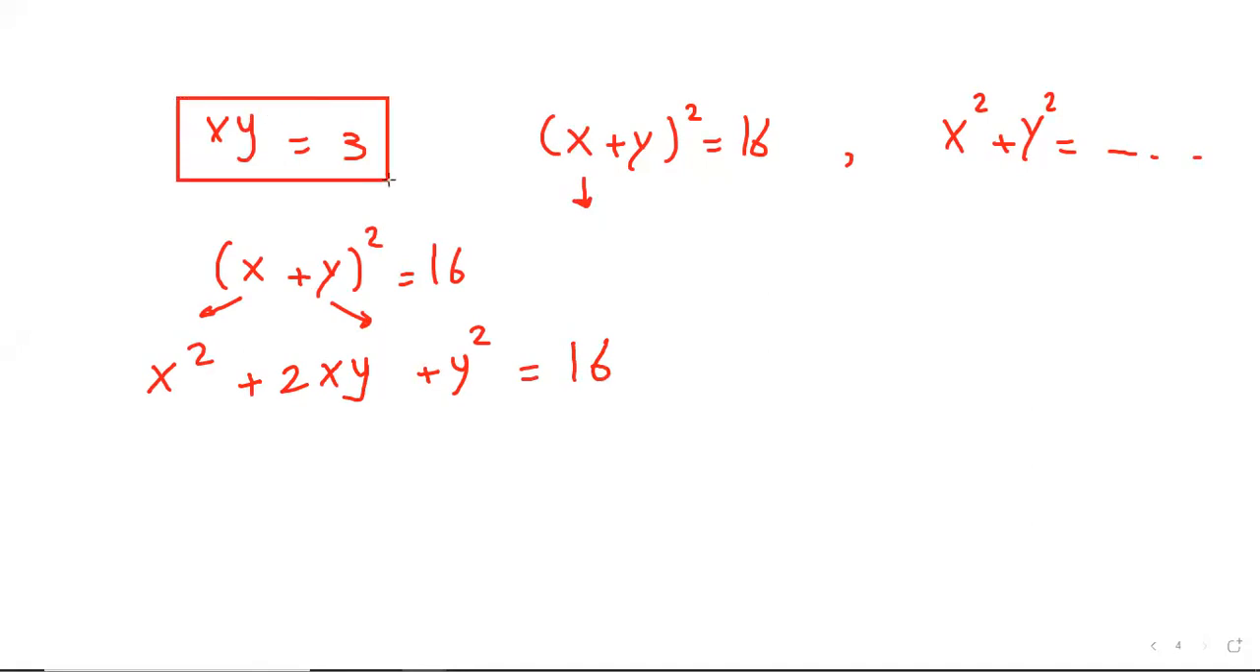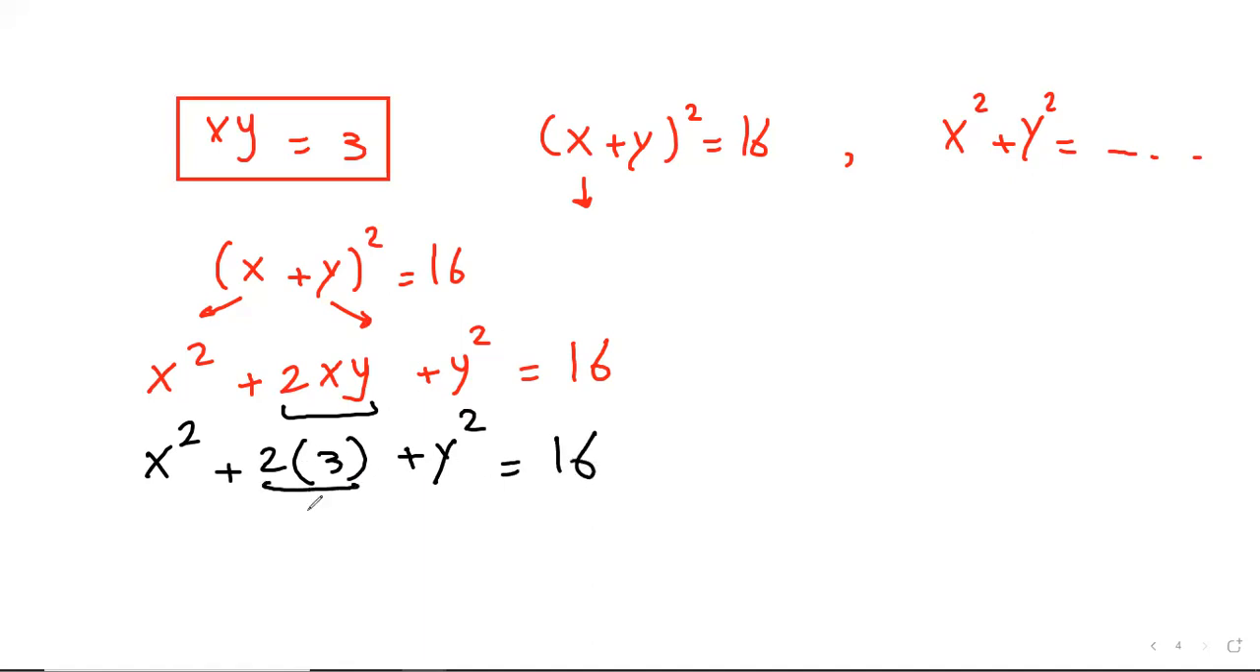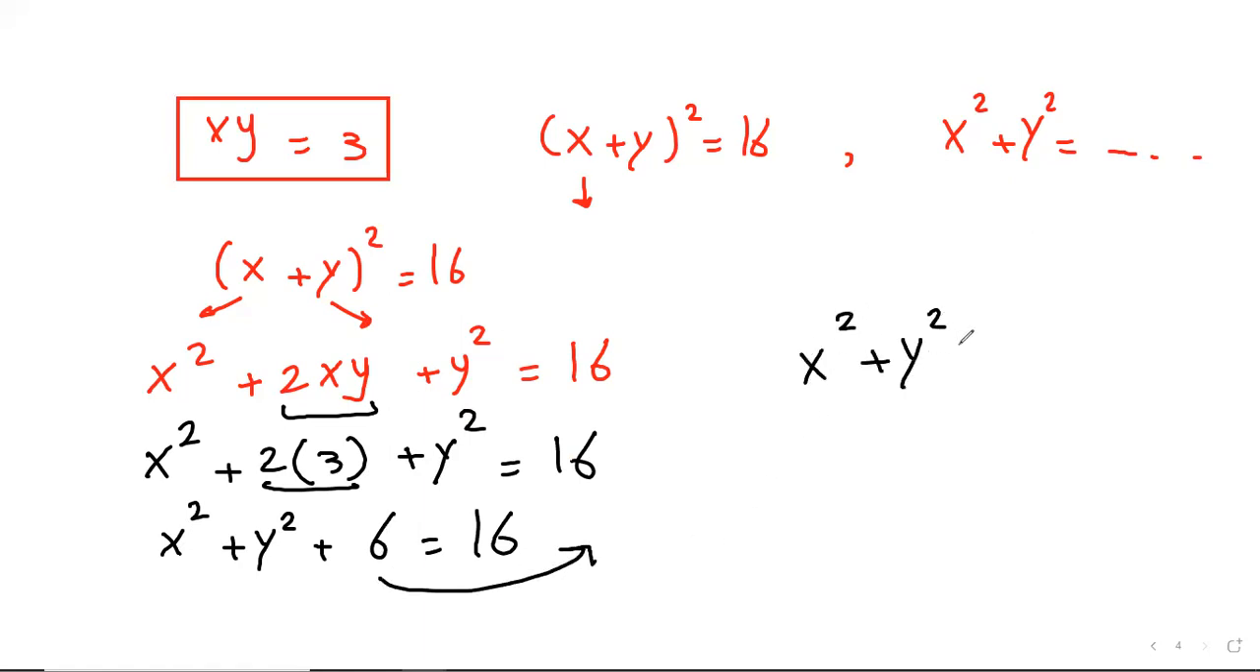xy equals 3. So we are going to substitute here xy is 3. So write x to the power of 2 as it is plus 2 multiplied by xy, which is 3, plus y to the power of 2, all equal to 16. So 2 times 3 is 6. We have x to the power of 2 plus y to the power of 2 plus 6 equals 16. Then move 6 to the other side. Then x to the power of 2 plus y to the power of 2 is going to be 10. 16 minus 6 equals 10. That's it.